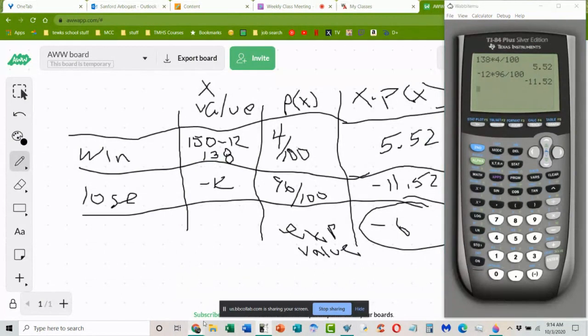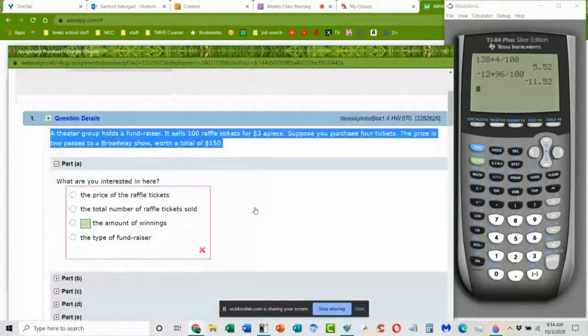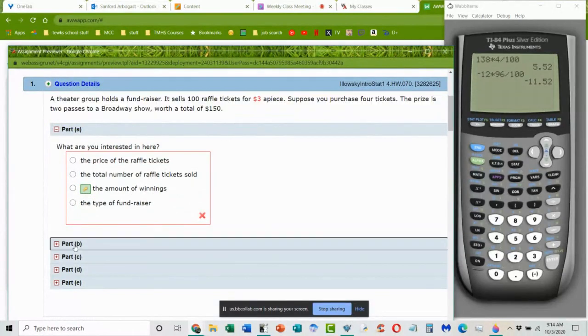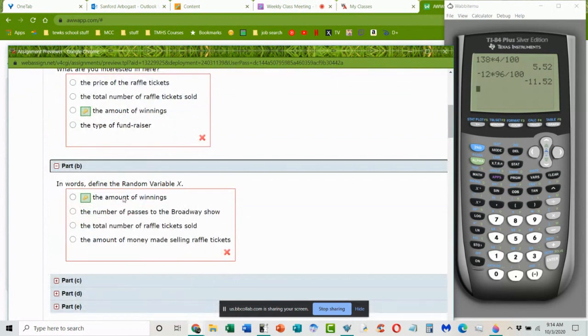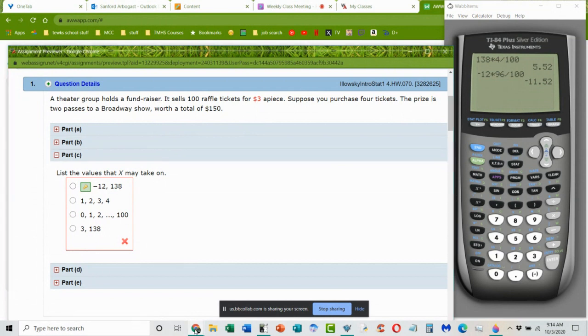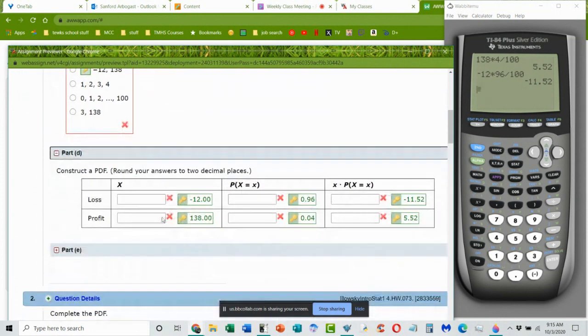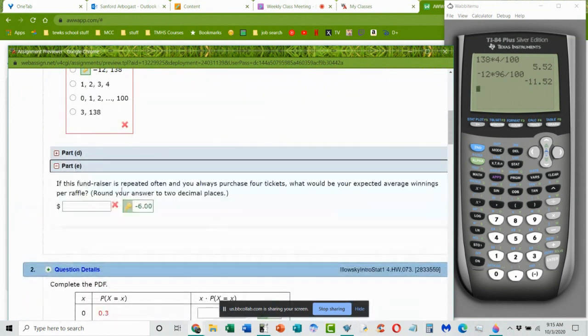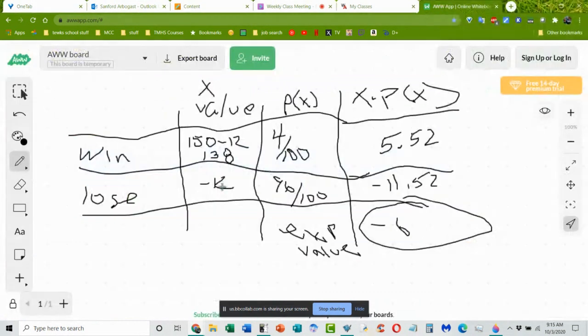All right, and that's what they're asking us about here: what are we interested in? The amount of winnings. We're going to call it X, and X is the amount of the winnings, because that's what we're interested in. What are the values? We can either lose $12 or win $138. I want to make this a little bigger so you can think about it. So this is 150, and what we're going into is bets that you should make. What is the table? So they have us set up the table, and what is the expected value? Those are the things that we calculated by doing this table.